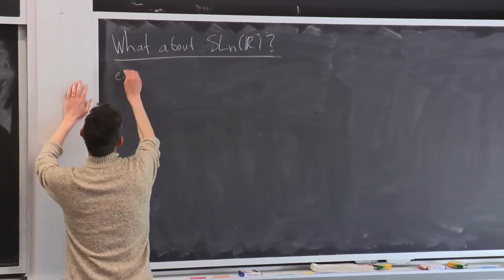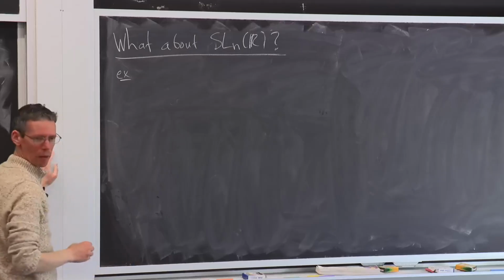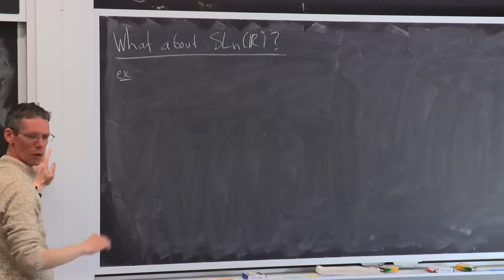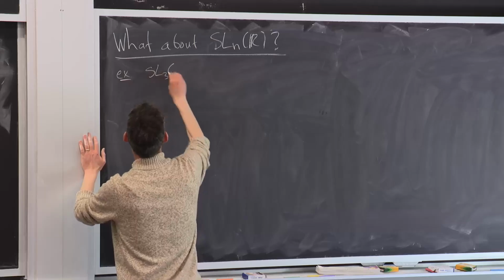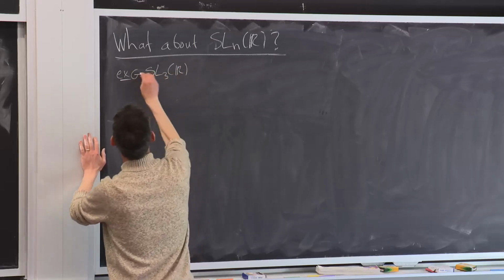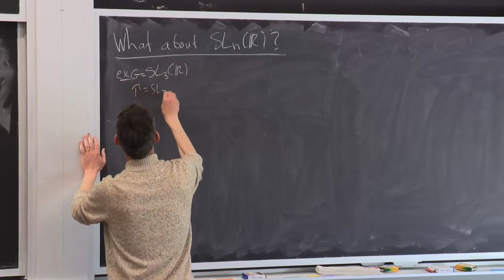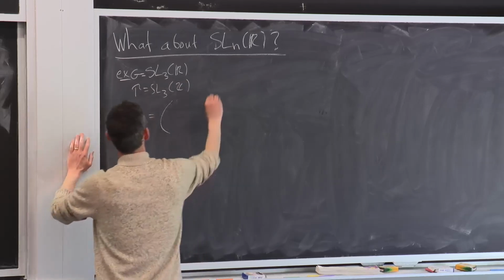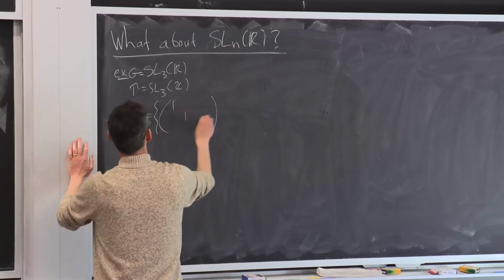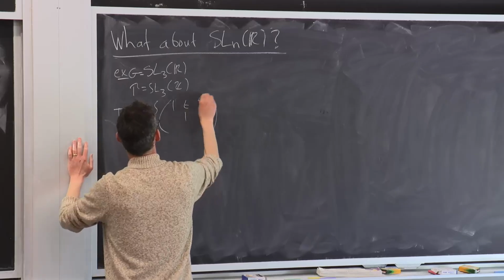So I'm going to take a somewhat specific example, although I think most of what we'll say then would work for any n. So for example, we could have SL3R for our G. Gamma could be SL3Z. And U could be the unipotent group of matrices that look like this.